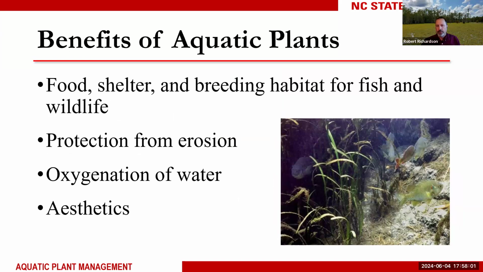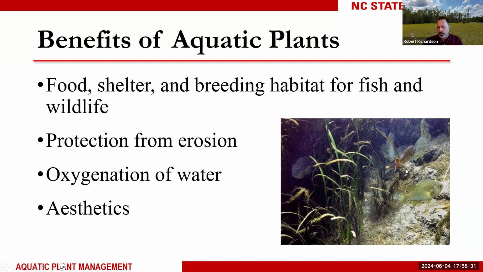Now, there are benefits of aquatic plants. They do provide food, shelter, and breeding habitat for fish and wildlife. In general, the more natural the system and the bigger the system, the more important plants are for fish and wildlife. Plants can also offer protection from erosion, stabilize banks, reduce sedimentation. They can provide more clear water by filtering the water. Some submersed plants will oxygenate the water.